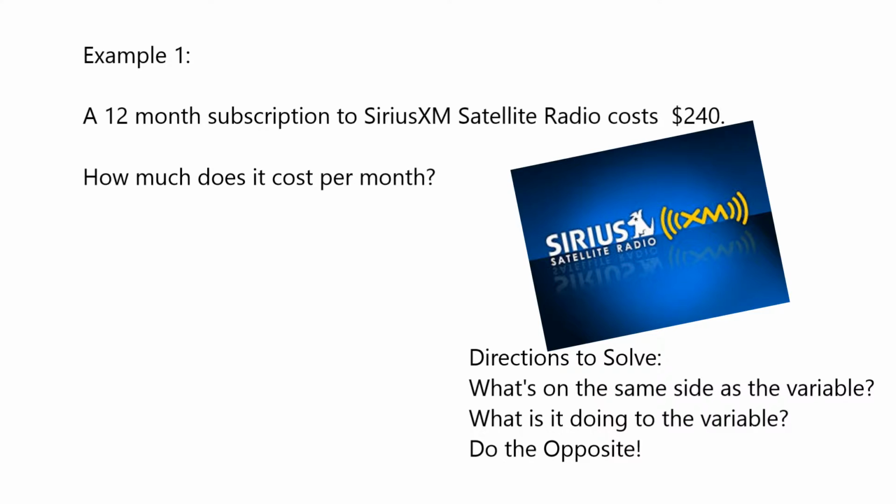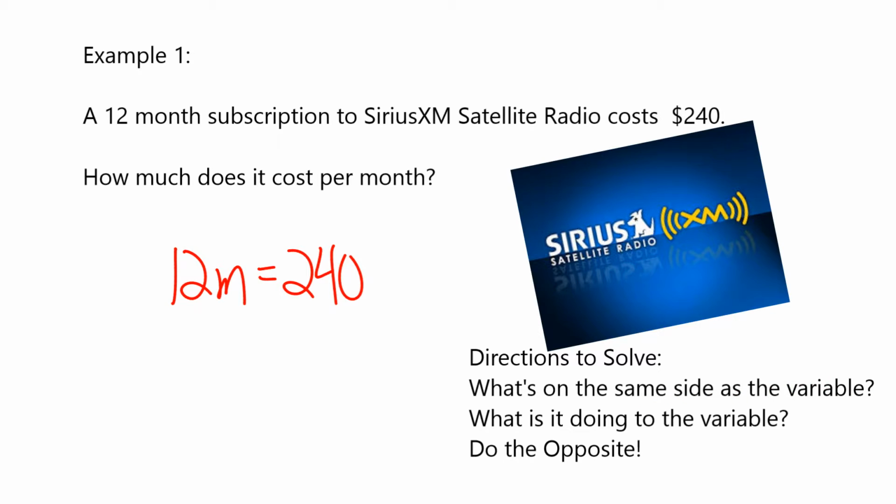Say, for example, you are interested in getting a subscription to Sirius Satellite Radio. A 12-month subscription costs $240. So how much does it cost per month? Using algebra, you can picture this statement as 12 months equaling 240. We can figure out the answer to our question by solving this equation.